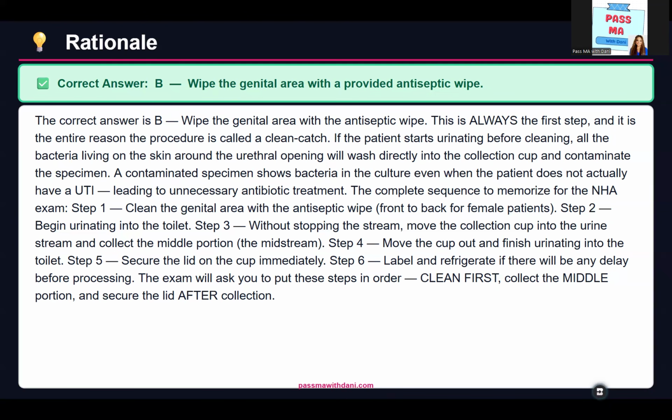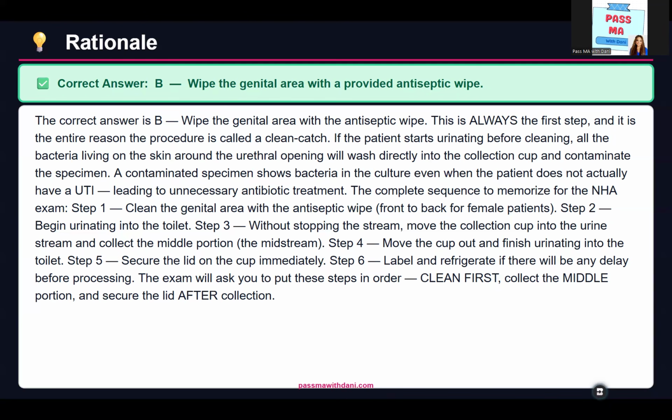Now, what other term is in there? It says midstream. So after I give the patient the instructions about cleaning the genitals, then I'm going to advise her to urinate a bit into the toilet first, and then the rest into the specimen container. That's why it's called a midstream catch. I'm not catching it from the beginning. You're catching it midstream.